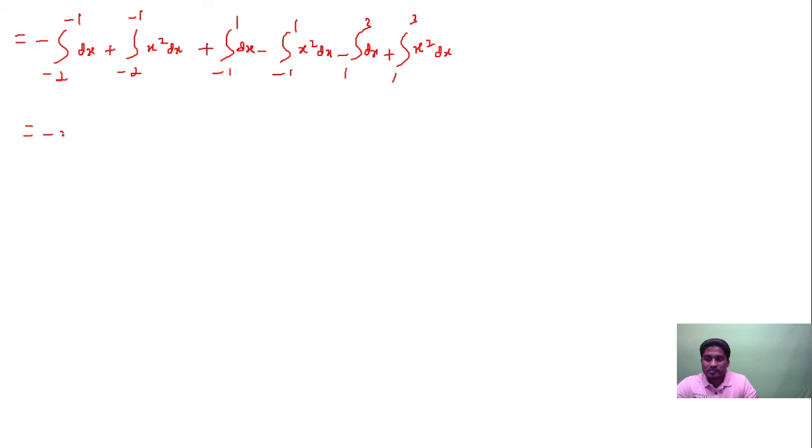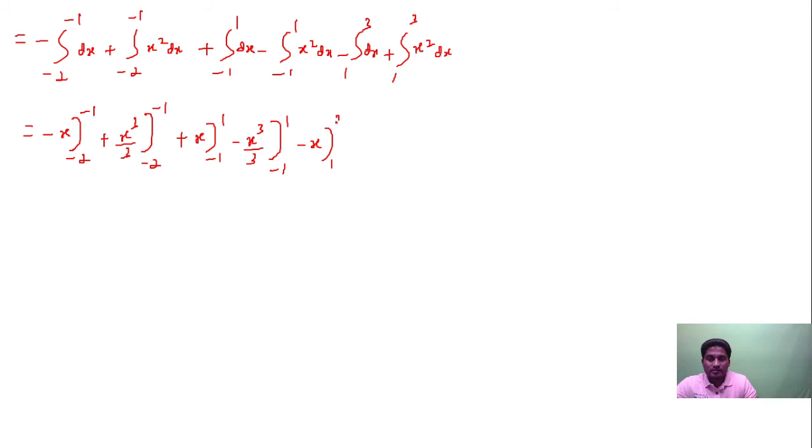Integration of dx is x between the limits minus 2 and minus 1. Integration of x square is x cube by 3 between the limits minus 2 and minus 1. Dx is x between the limits minus 1 and plus 1. X square is x cube by 3 between the limits minus 1 and plus 1. This is 1 to 3. Okay, x square is x cube by 3 between the limits 1 to 3.